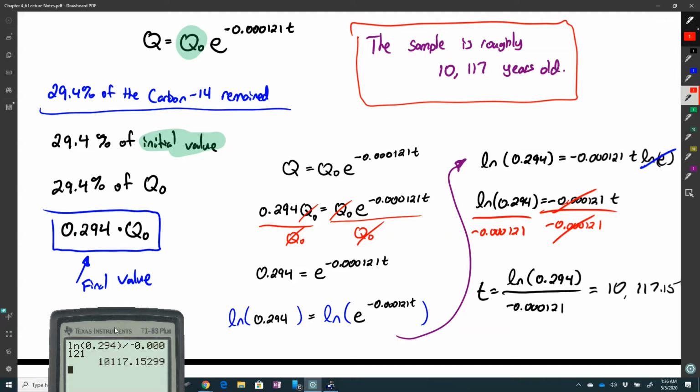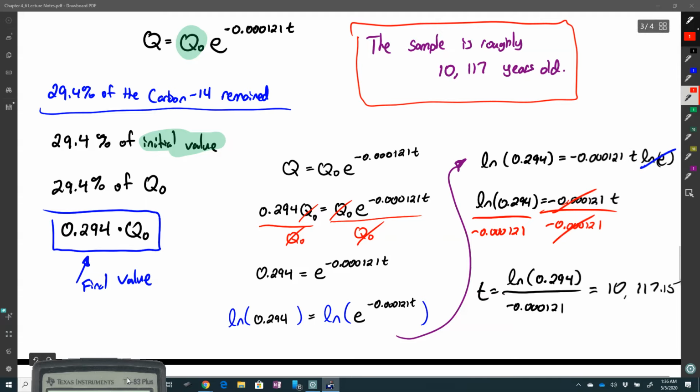Yay! So the trick for this one was not freaking out that they didn't give you a final value. We have 29.4% was really 0.294 times Q naught. And then in the first step, the Q naughts cancel. I don't know why. Anyway. And then from there, you can solve the problem, just like you normally would.